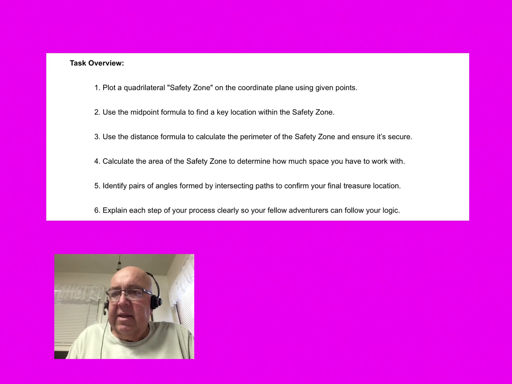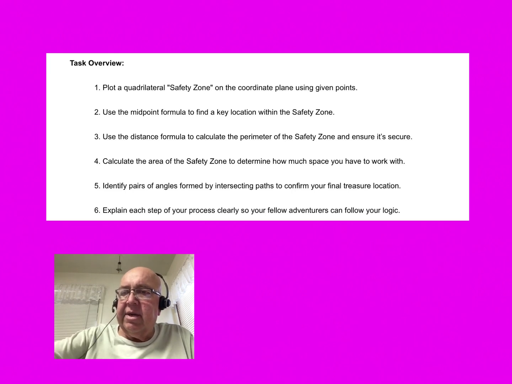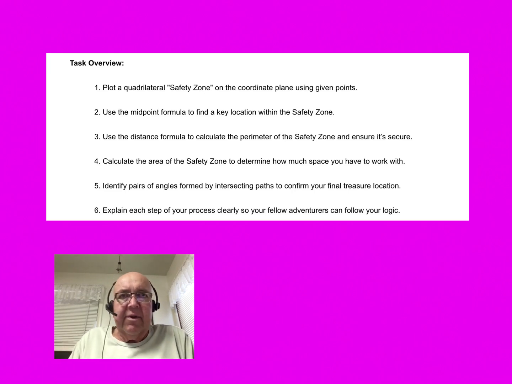So in this task, you're going to do 4 different things. You're going to plot points and shapes. You're going to use the midpoint and distance formulas. You're going to calculate both perimeter and area. And then you're going to show an understanding of angle relationships as they apply in geometry. So let's start with the first thing that you're going to do.